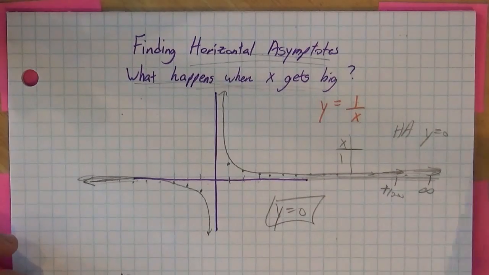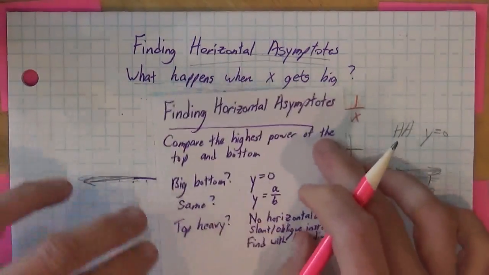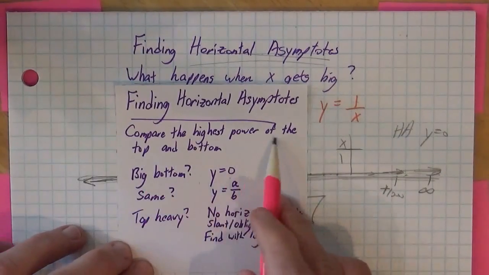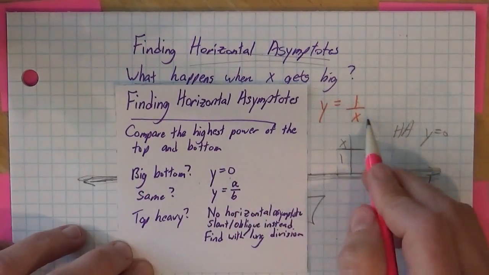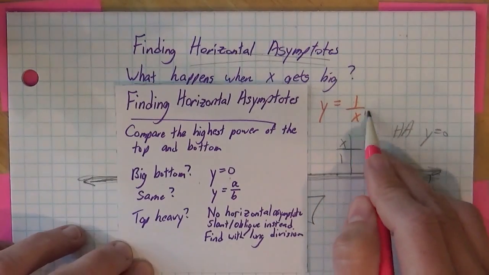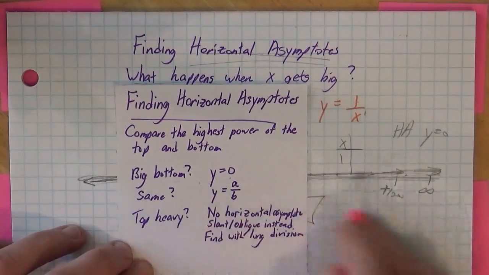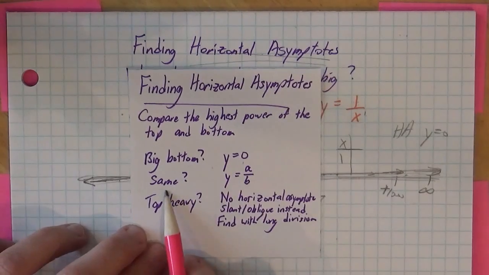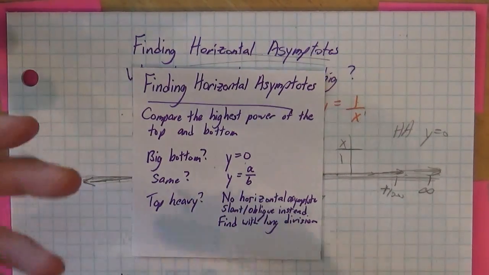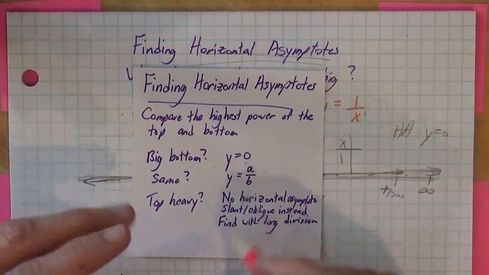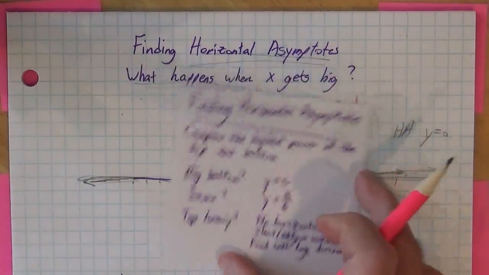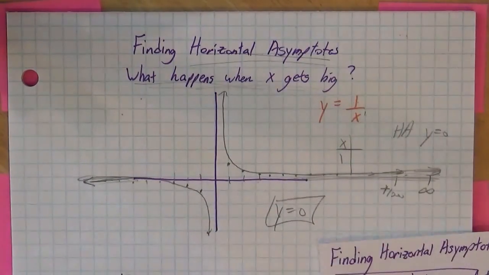And so I gave you the rules that if it's got a bigger bottom, you want to compare the highest power of the top and the bottom. So the x was to the first and there were no x's on top, so this was the case where the power on the bottom was bigger, so it ended up going to 0. And if they were the same, you could take the coefficients, and if it's top heavy, there's no horizontal. But we kind of want to explore that a little bit more. It wasn't too hard to use, but what's going on here? So this was a nice case. I could graph it pretty nicely.